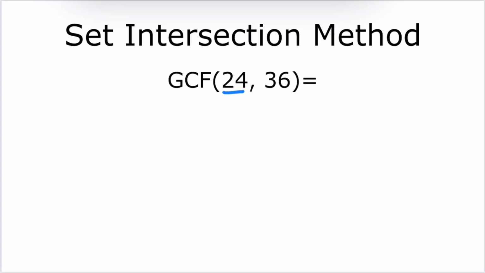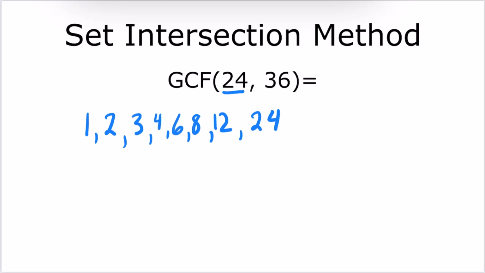One of the factor pairs would be 1 and 24, and I'm going to separate them so I can write them out in order. 1 times 24 equals 24, so those two are factors of 24. I would also have 2 and 12, because 2 times 12 equals 24. If I divide 24 by 3, I get the factor 8. And 24 is also divisible by 4, and 4 times 6 equals 24. So this is a list of all of the factors of the number 24.